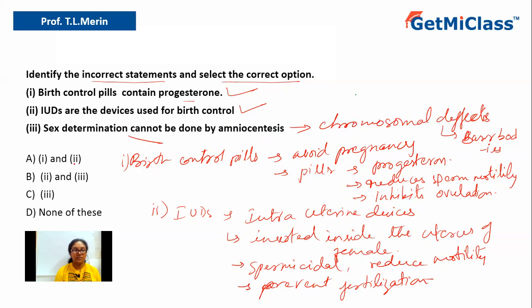Option A says 1 and 2 are the incorrect statements, which is wrong. Option B says 2 and 3. Statement 2 is not incorrect, it is correct, but 3 is incorrect, so option B is wrong. Option C says only 3. Yes, it is only 3, the third statement, which is incorrect. Option D says none of these, which is ruled out. Now let us conclude. The correct option is option C. The answer is option C.